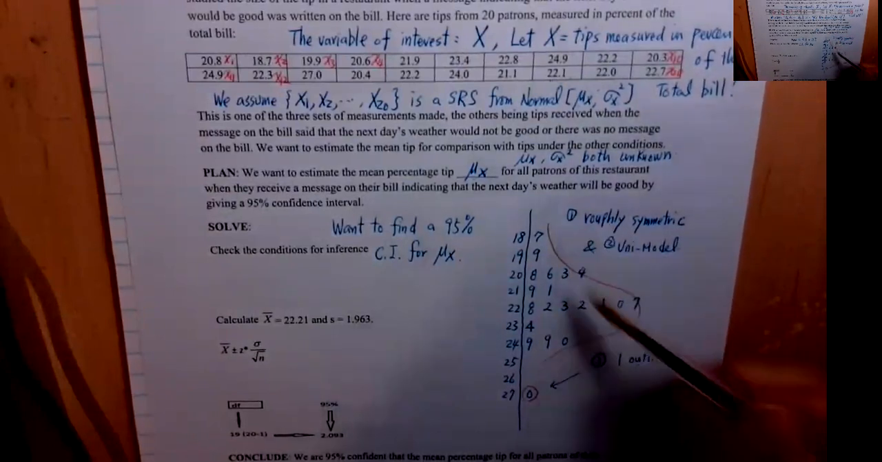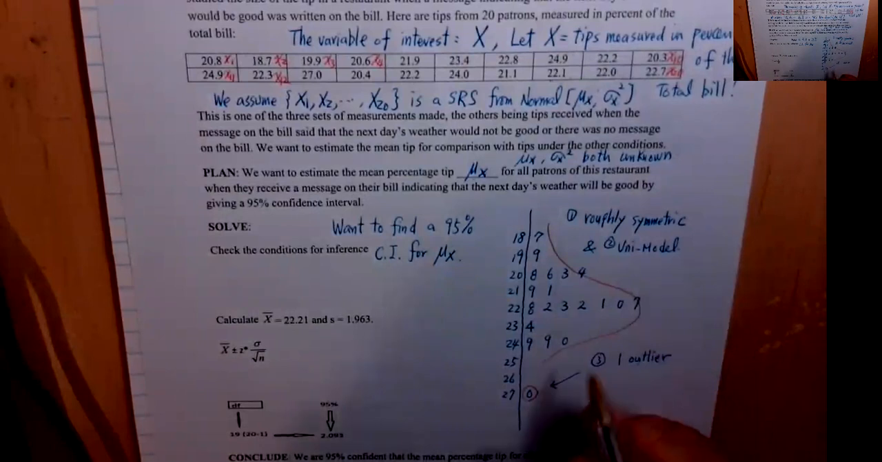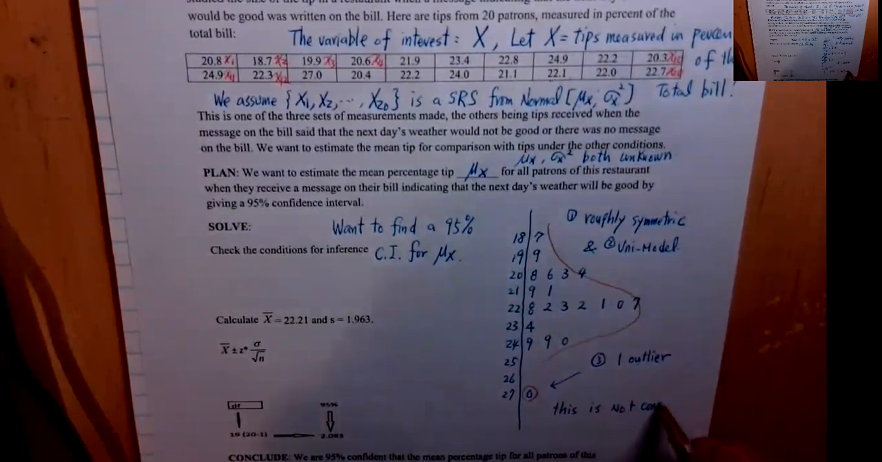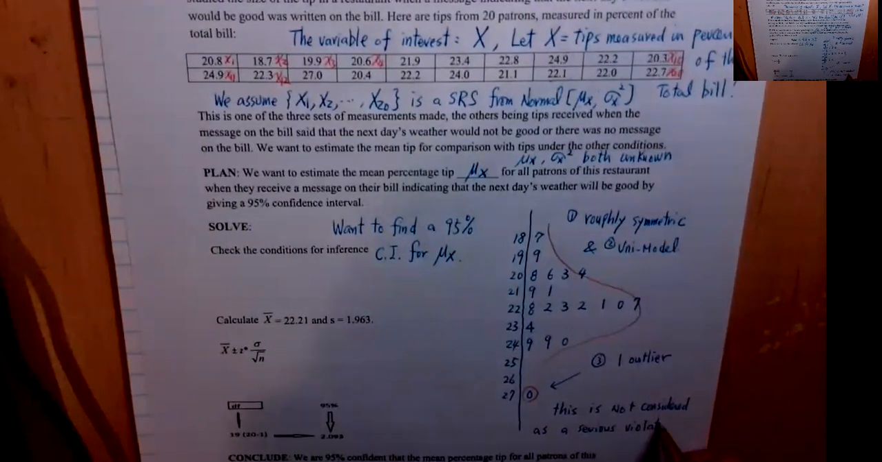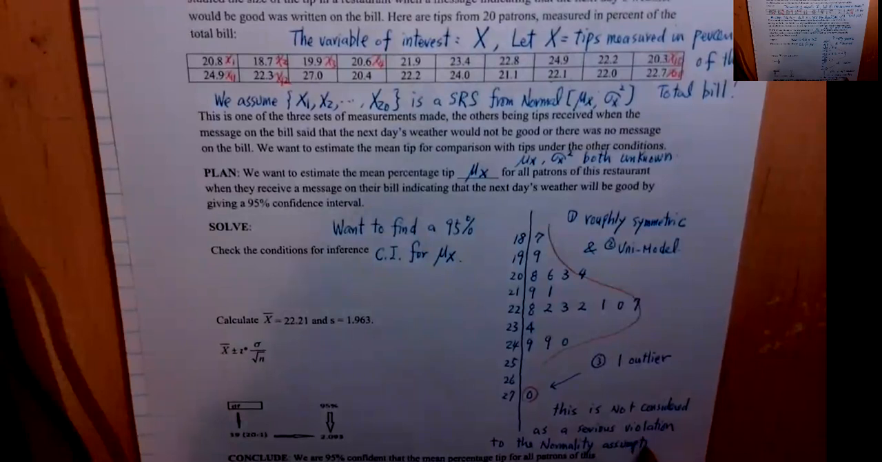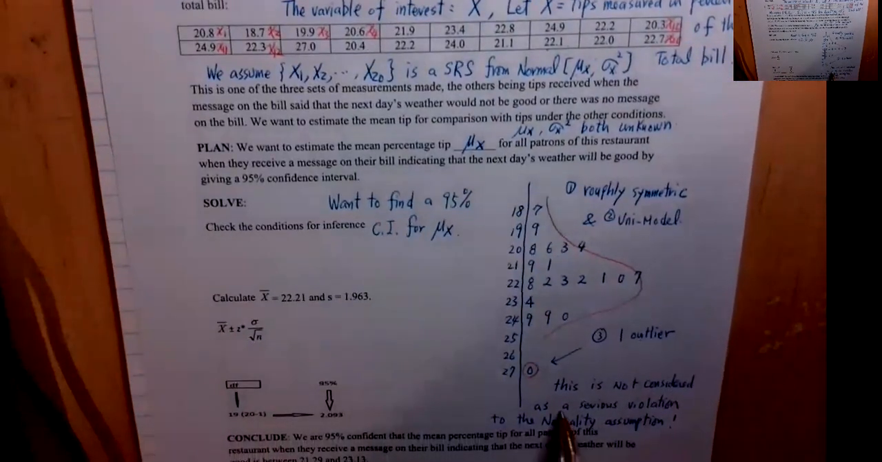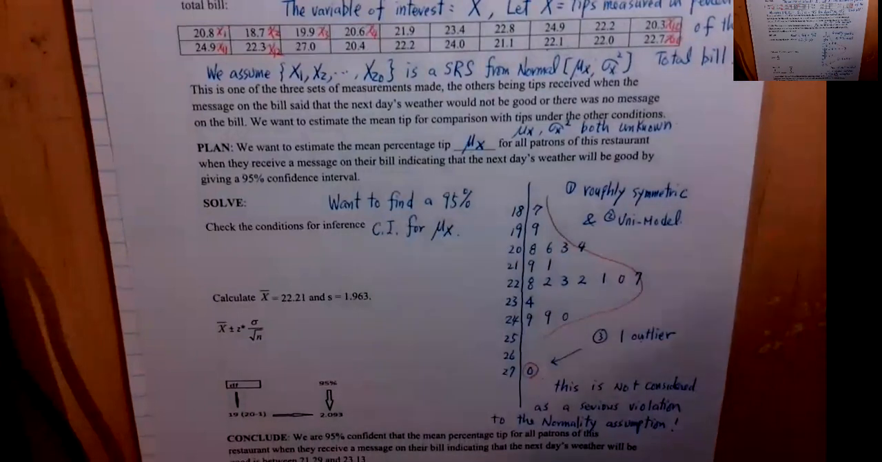Concluding from all three, we see from the stem plot that this is not considered a serious violation to the normality assumption. So we still go ahead to use the T procedure.